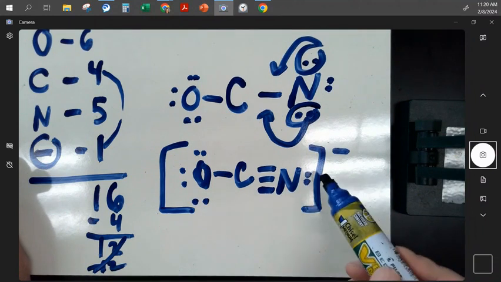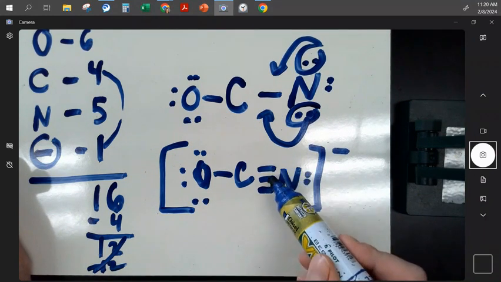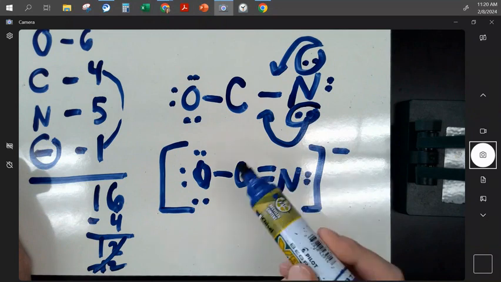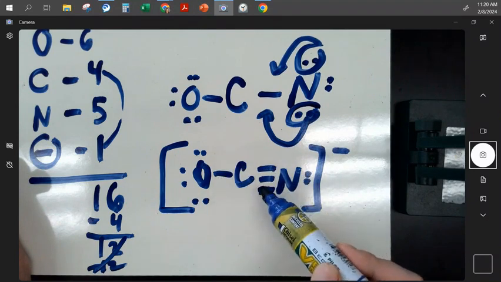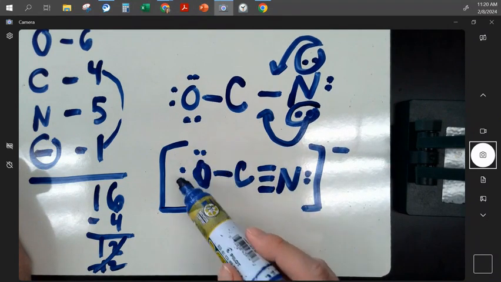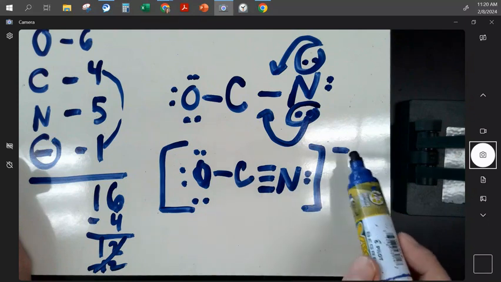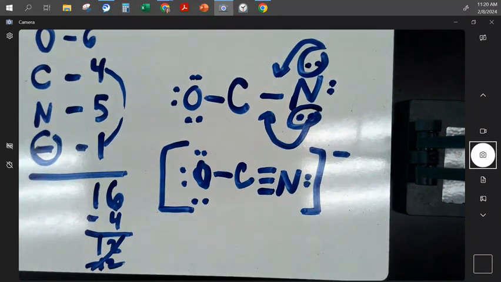Now, again, we can check. Nitrogen has 2, 4, 6, 8. It can see all the bonds. Carbon can see the bonds, 2, 4, 6, 8. Oxygen can see 2, 4, 6, 8. So everything has 8. We've shown that it's an ion. That's how we draw that one. Questions on that? Okay. All right, let's go back to Alex, and we'll pick up where we left off.